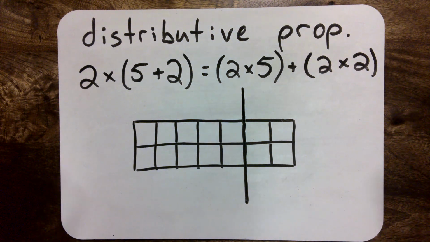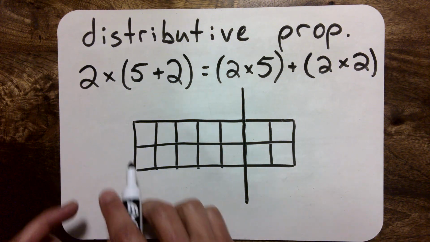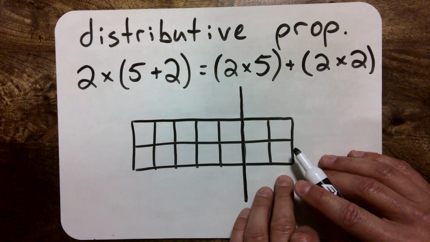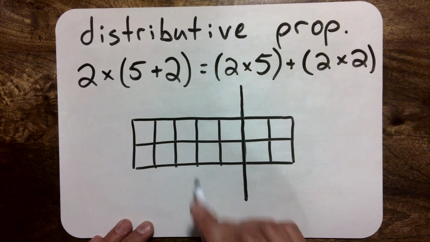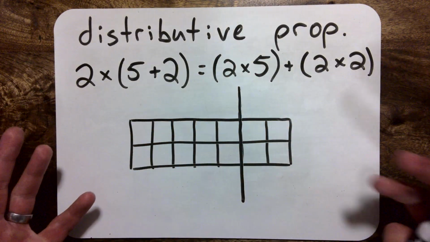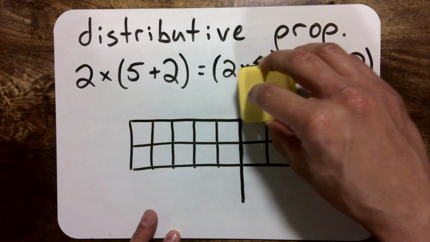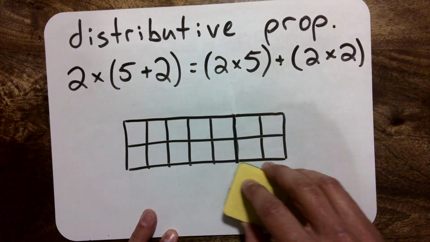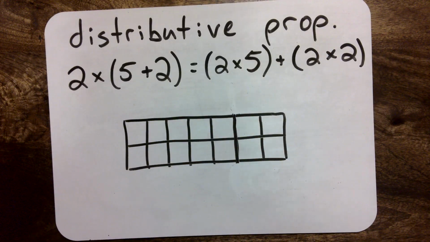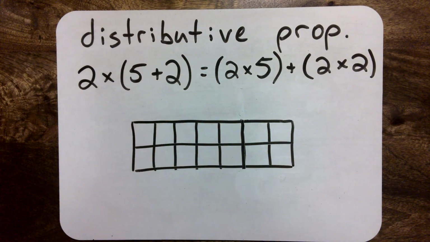Again, we haven't changed the total area, but now we're viewing the left-hand side as 2 groups of 5 and the right-hand side as 2 groups of 2. So we have 10 over here and 4 over here. When we add those together, it goes back to that original model. If we take that cut line out and add those back together, then it's back at the original model. That shows that those are equal since we haven't changed the total number of square units.